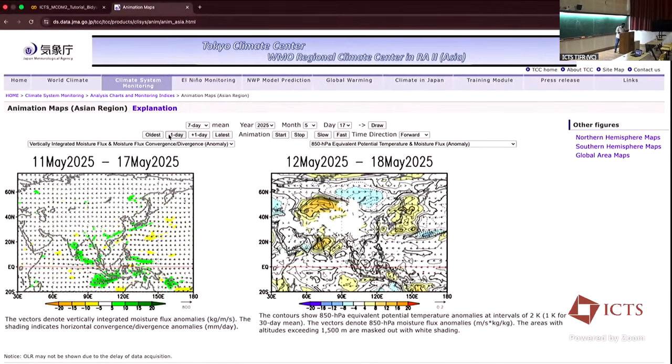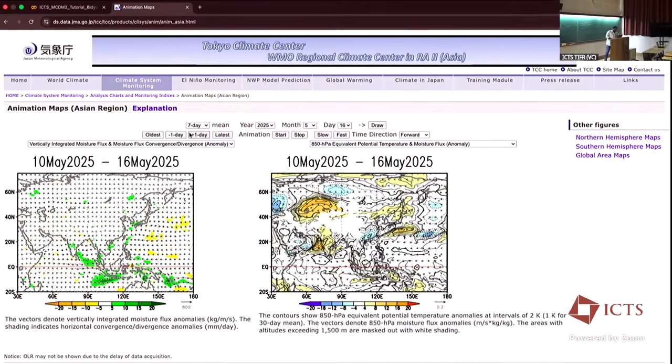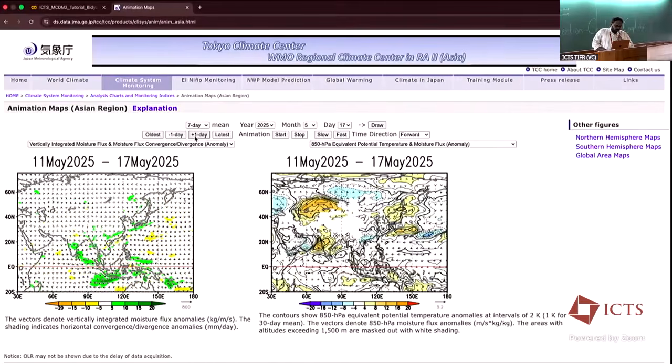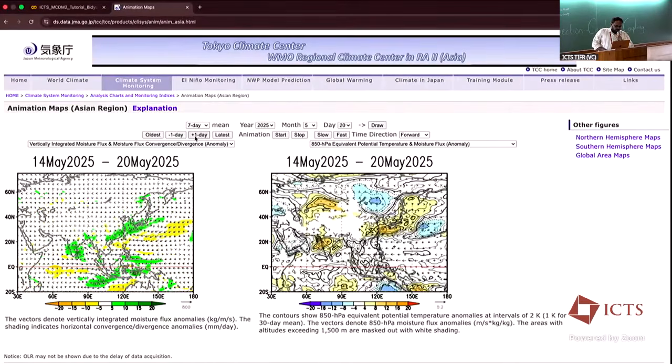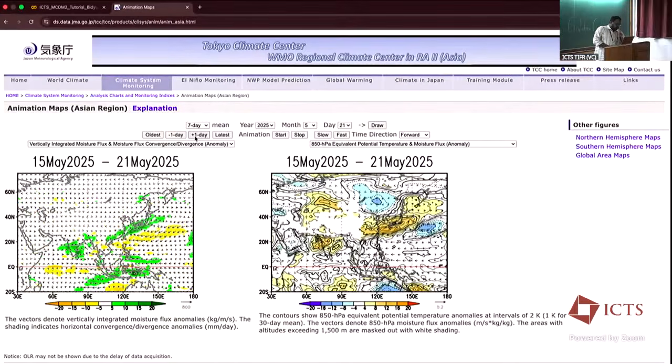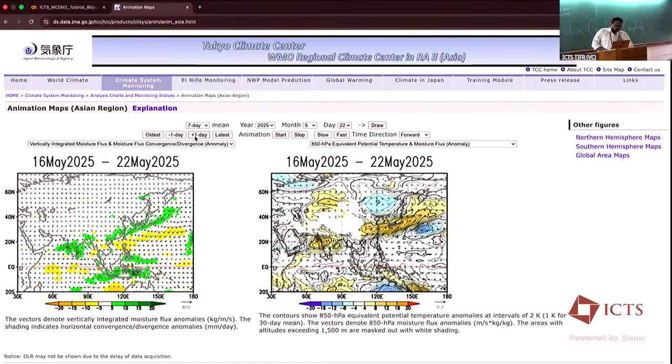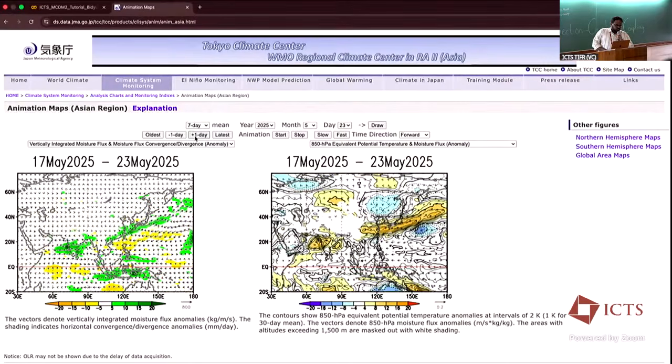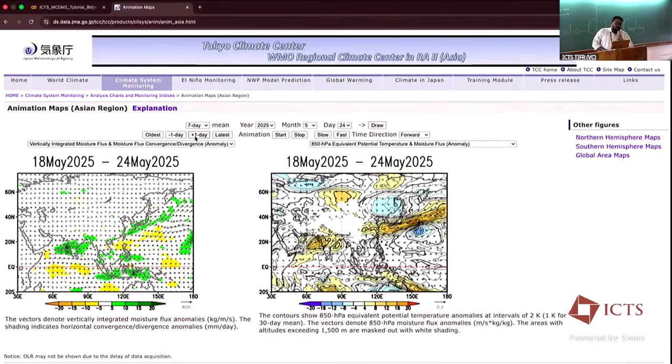So we can see that I'm just animating a 7-day anomaly. We see this kind of equatorial anomalous westerlies in the Eastern Indian Ocean. And then as I move further, you can see a kind of cyclonic circulation that will move northwest, crossing the southern peninsular India, and move towards the Arabian Sea.